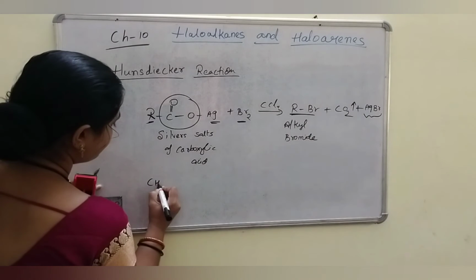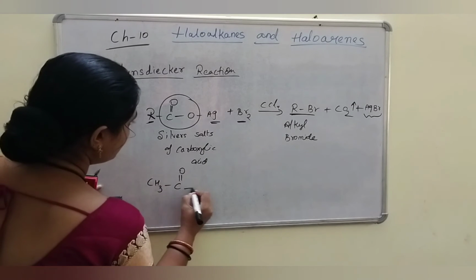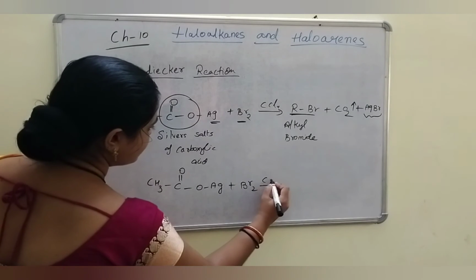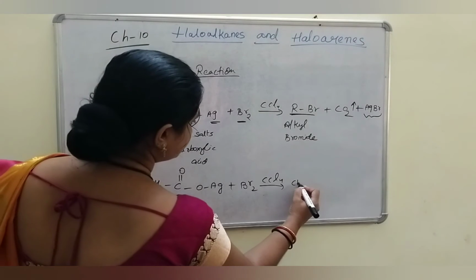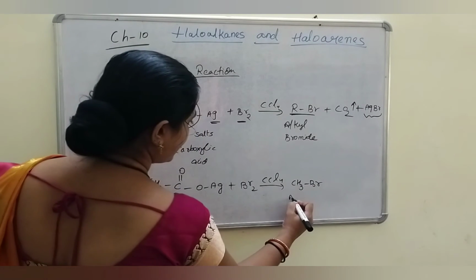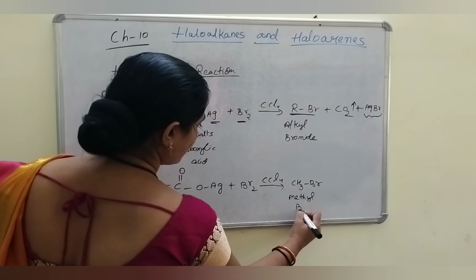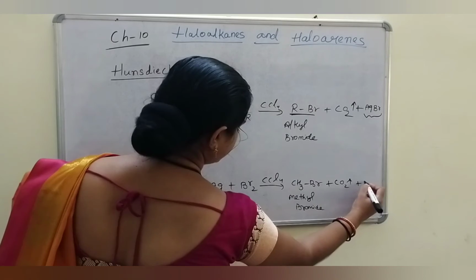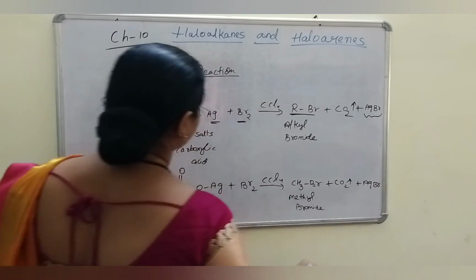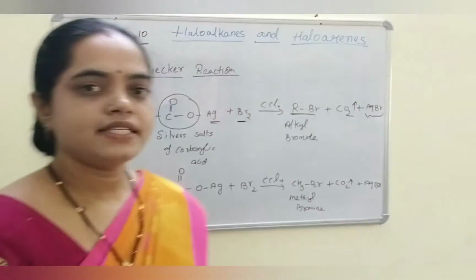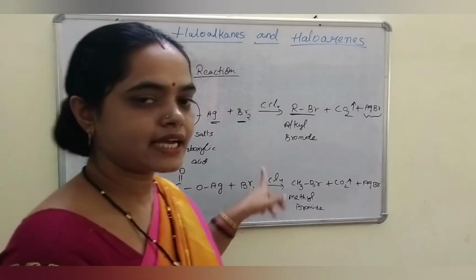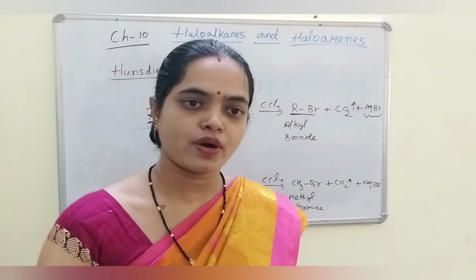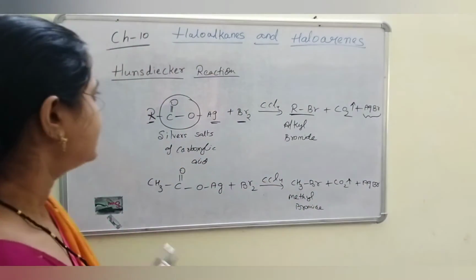Let's see an example. CH3COOAg with Br2 in presence of carbon tetrachloride gives methyl bromide plus CO2 plus AgBr. What is the Hunsdiker reaction? The silver salts of carboxylic acid treated with bromine or chlorine in presence of carbon tetrachloride give the corresponding alkyl halides.